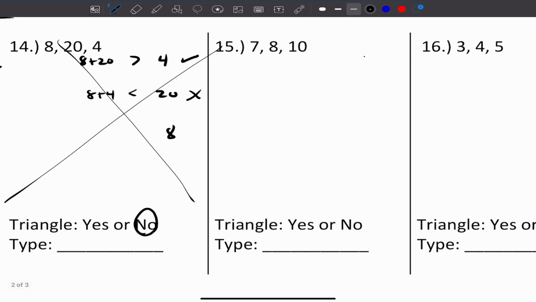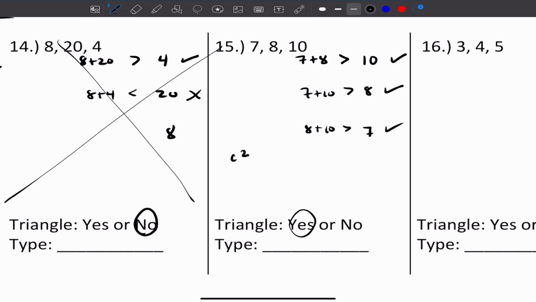Okay, number 15, we have 10, 8, and 7. So is 7 plus 8 greater than 10? Yes. What about 8? What numbers are not 8? 7 plus 10. So that will be greater than 8. Here's 7. 8 plus 10. That's greater than 7. So yes, you have a triangle here.